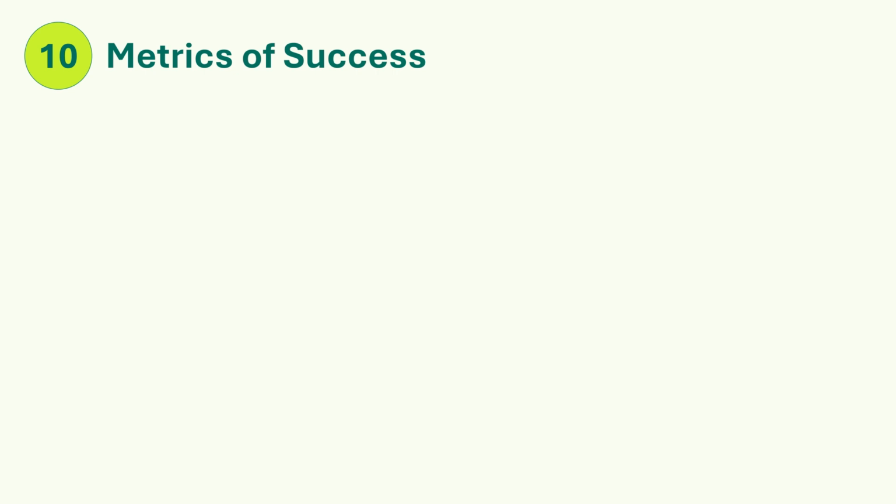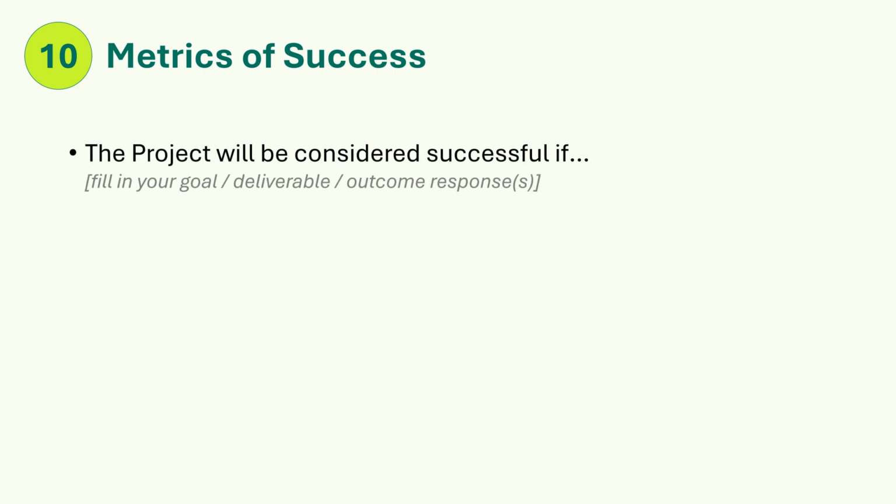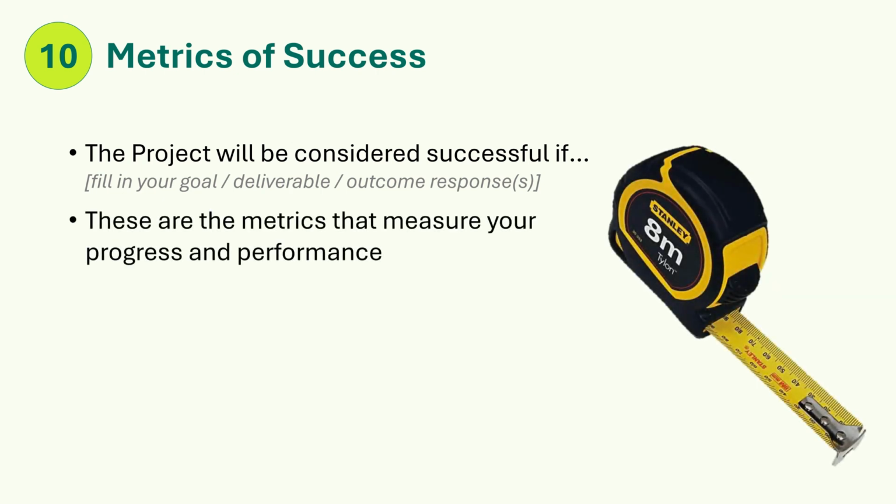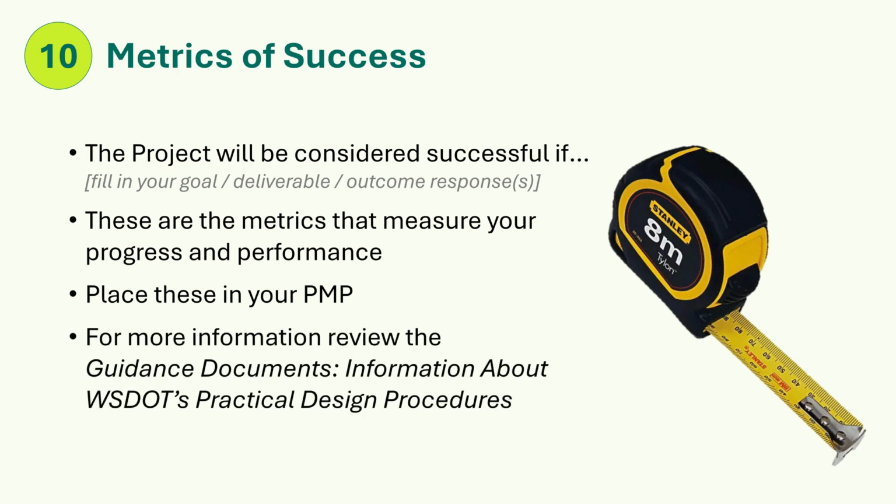Step 10. Metrics of success. The project will be considered successful if: fill in your goal, deliverable, outcome response or responses, and maybe ask your supervisor for additional ideas. These are the metrics that measure your progress and performance. Examples: on budget, on schedule, 10% reduction in accidents, level of service C, improved pavement smoothness, etc. Place these in your PMP. For more information, review the guidance documents. Information about WSDOT's practical design procedures, also available on the WSDOT PM Guide website.